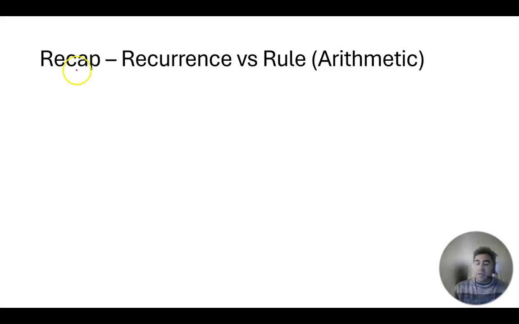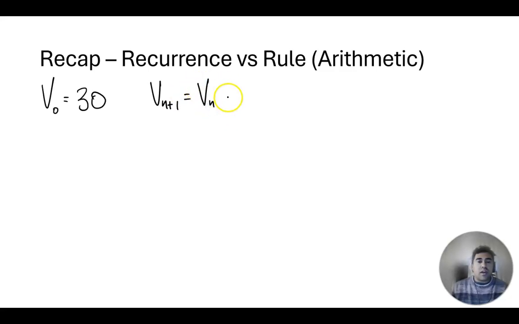So remembering that a recurrence relation occurs, say for instance, I had an initial condition V of 0 is equal to 30. This could be an investment of some sort, or a starting value of pocket money. And to get my next result, V of n plus 1, I take my previous V of n and then I just add 3 each time. Now this is the recurrence relation format, but then there's this process where we want to write a rule.